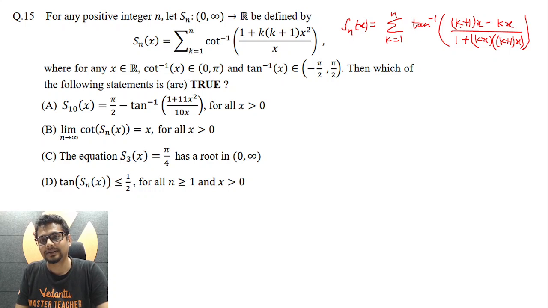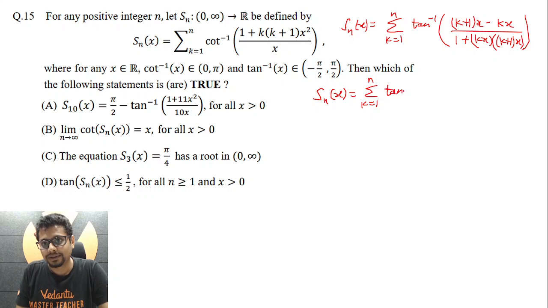So here (k plus 1)x is always positive because x is positive and k plus 1 is some natural number, and kx is positive because x is positive and k is a natural number. So here you can write S_n(x) is equal to sigma k equal to 1 to n of tan inverse (k plus 1)x minus tan inverse kx.